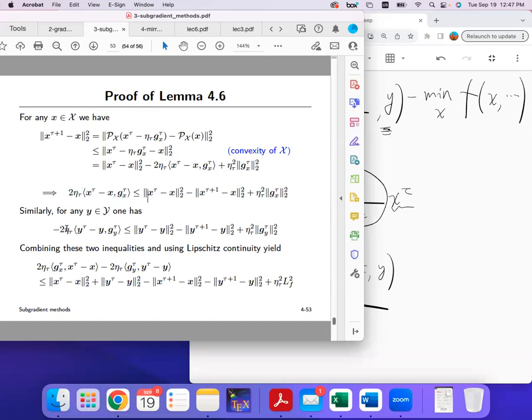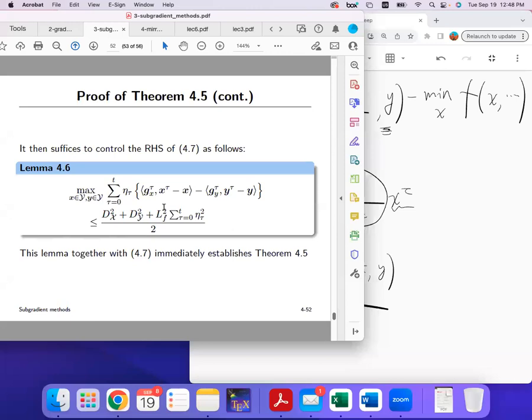And similarly for y, the y update has a very symmetric structure, so you end up with a very similar inequality. Then you add them up, and this will give you this final result. All these subgradient terms, this subgradient and that subgradient, are bounded by a constant L_F, the Lipschitz constant of the function. So this is how we control these inner product structures.